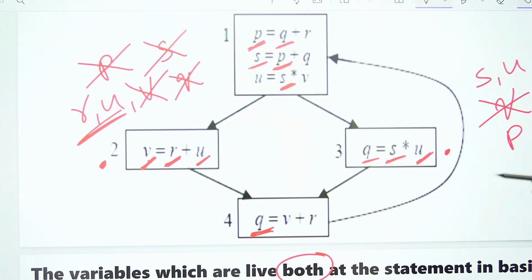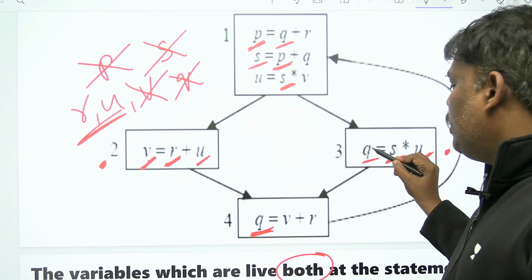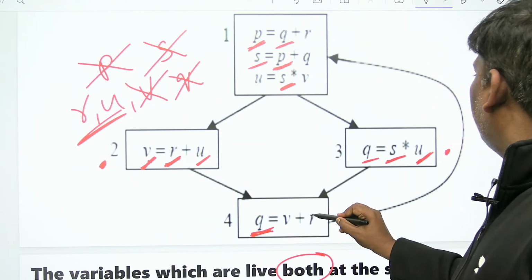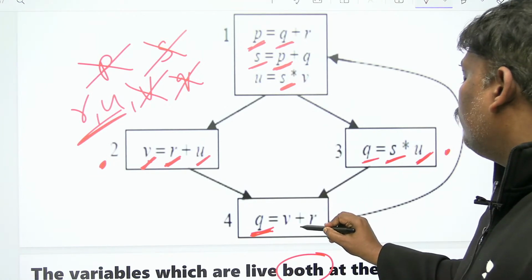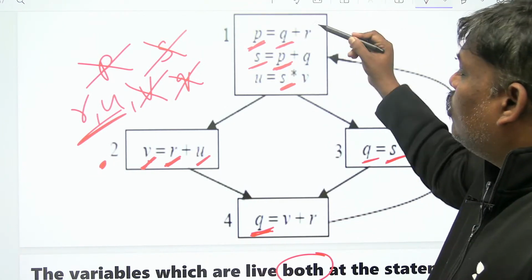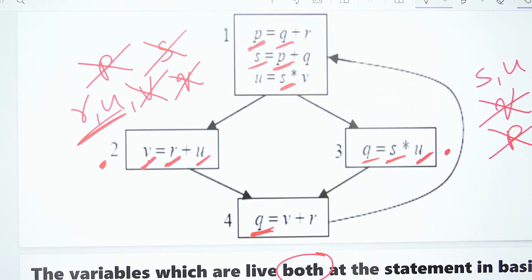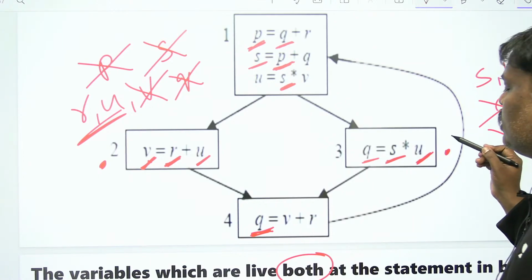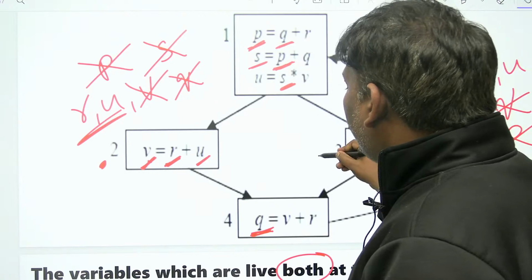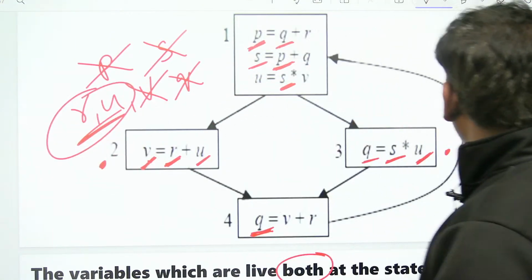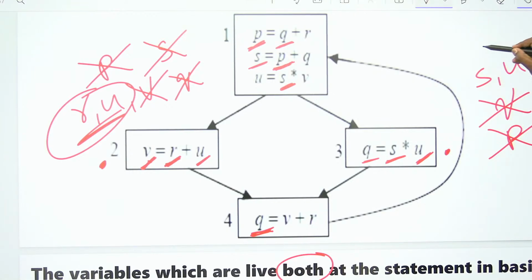What about P? Let's check one by one. From 3, can I go to 4? Yes, you can go. P is not there here, and P is not there here. From 4, can I go to 1? Yes. P is there, but it is being changed. So P is not live. And one more beautiful thing is, you have to give those variables which are live in both. Here R and U are live. Here also R and U live or not? Let's check. U is live. Let me try for R, whether R is live or not.